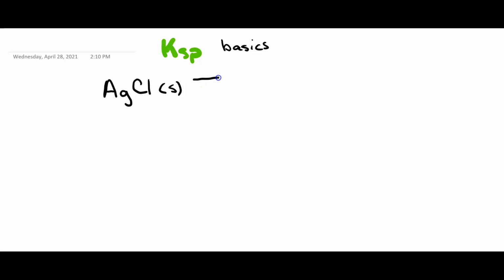Silver chloride is not a very soluble substance, but if you do put silver chloride in some water, a tiny, tiny little bit will dissociate into silver ions and chloride anions. And in fact, we might even draw this equilibrium like this, where only a tiny little fraction breaks apart into ions.